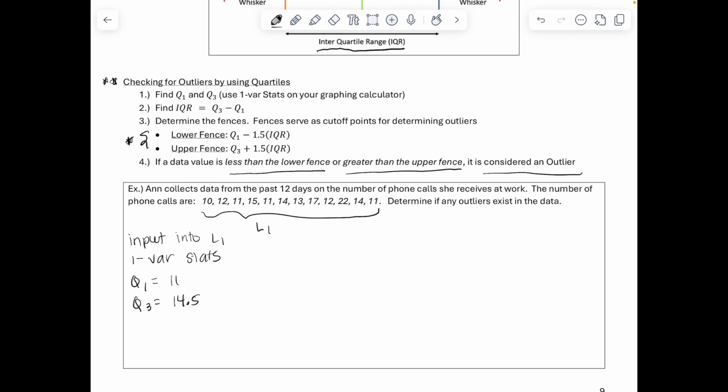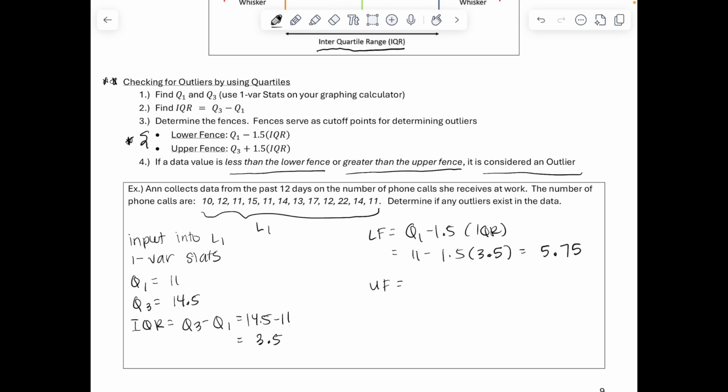So in order to figure out if we have any outliers, we need to calculate our IQR, which is Q3 minus Q1, or 14.5 minus 11, which works out to be 3.5. And then we need to calculate our lower fence and our upper fence. I'm going to abbreviate LF for lower fence, and this formula is going to be Q1 minus 1.5 times the IQR. And so Q1 is 11, and our IQR we just calculated is 3.5. Working this out on our calculator, we get 5.75.